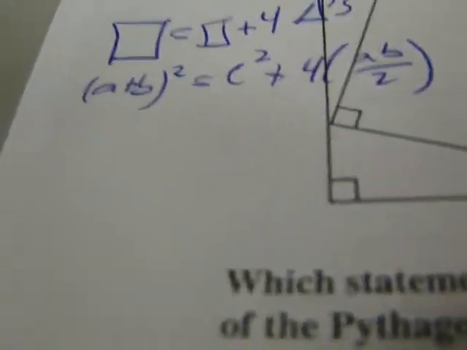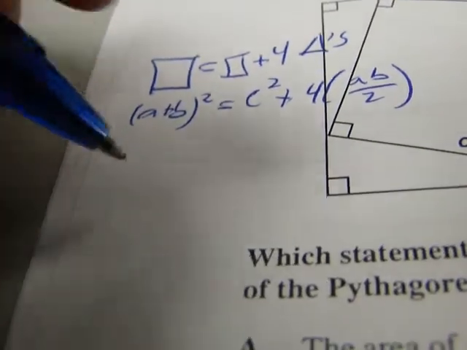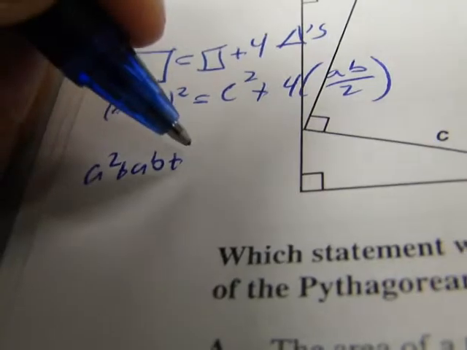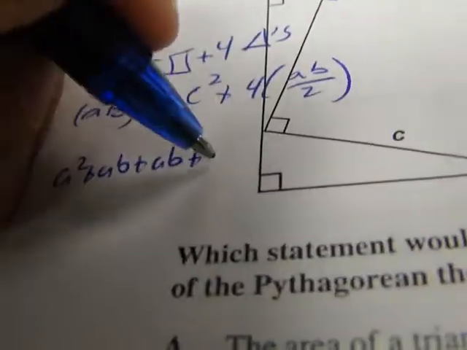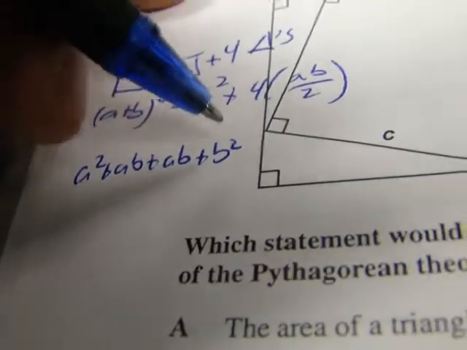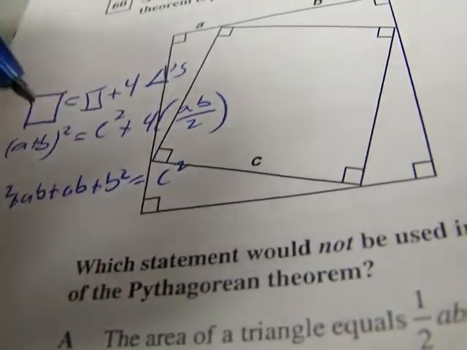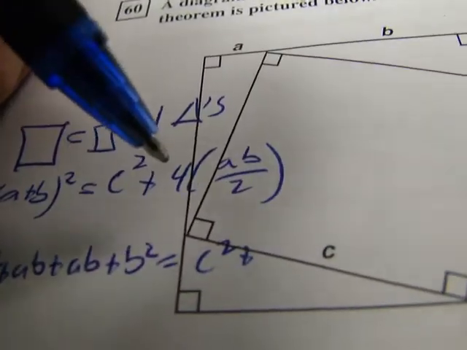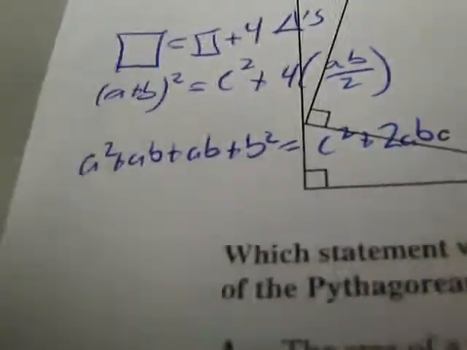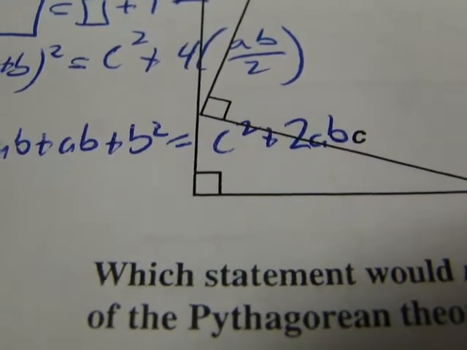Alright, so now we're going to FOIL this out. We've got (a plus b) squared. So a times a is a squared. A times b is ab, plus a times b, which is ab again, plus b squared. And that's our FOIL. So a squared plus ab plus ab plus b squared is the area of the big square. And that's going to be equal to c squared plus, we'll do the distributive property here, 4ab over 2 is going to equal 2ab. Okay, so we've got a squared plus ab plus ab plus b squared equals c squared plus 2ab.